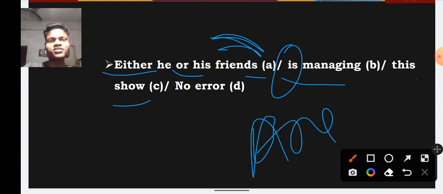So this is all about subject-verb agreement.